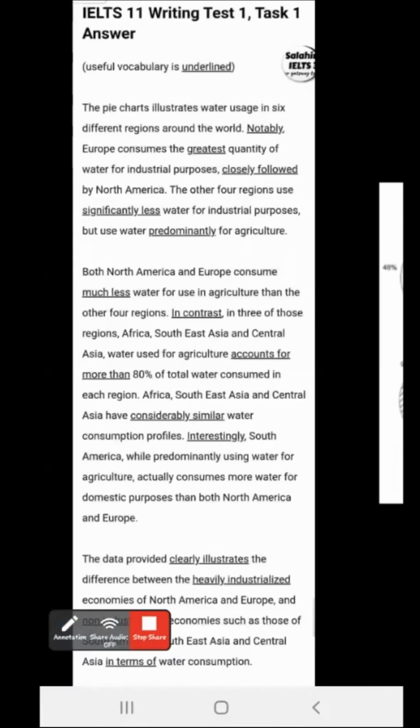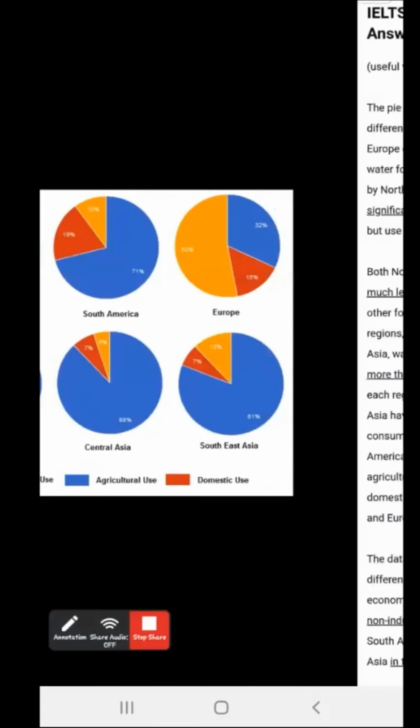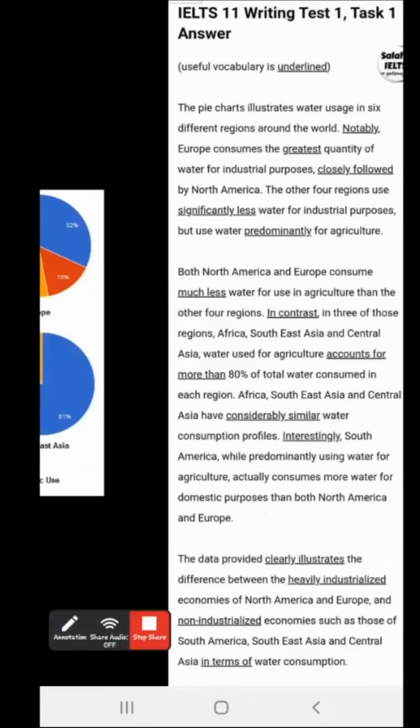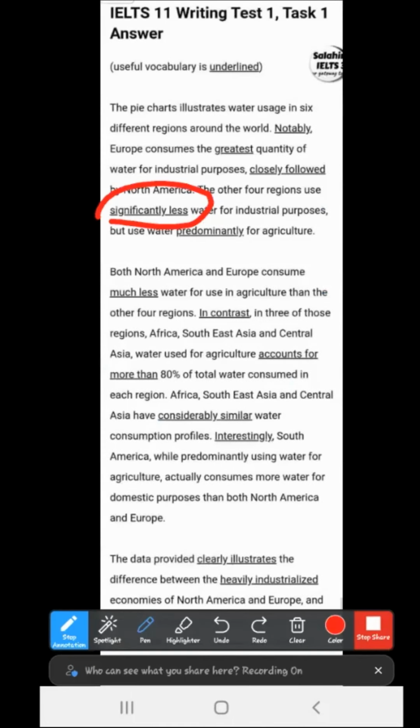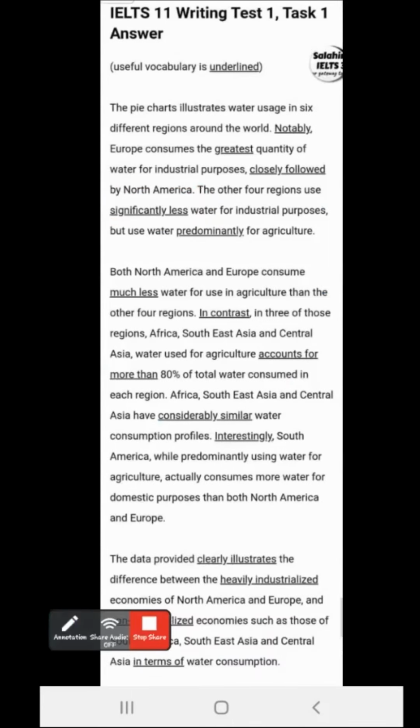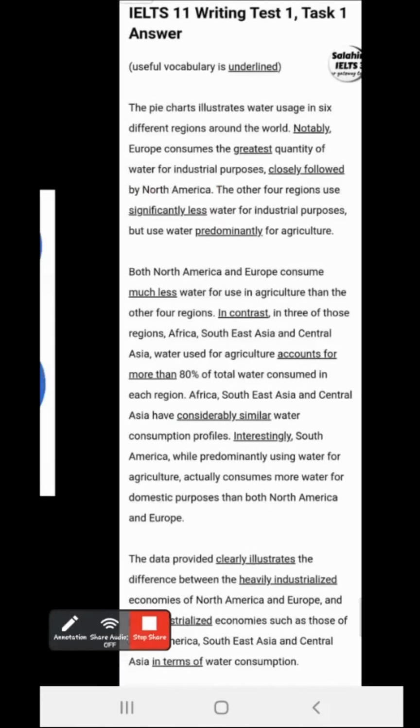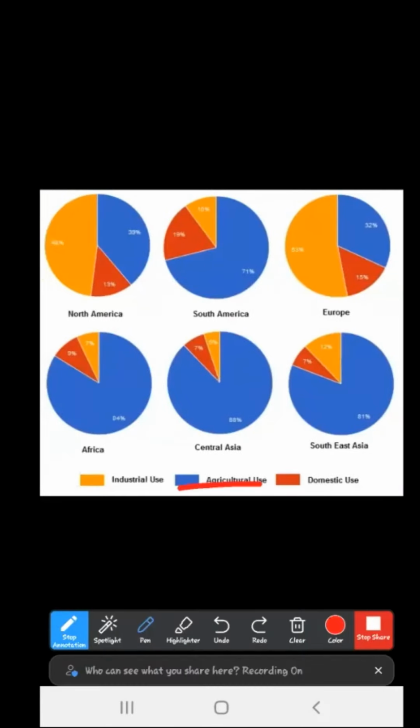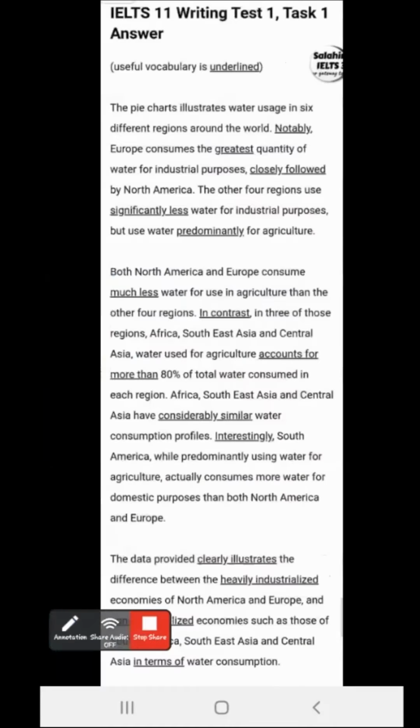Anyway, coming back to the point, you can use the words significantly less. It shows that you're comparing water for industrial purposes, but they use water predominantly for agriculture. Now you can see the agricultural use, in blue. This is dominating everywhere. 84 for Central Asia, this is dominating, followed by Africa, then Southeast Asia, then South America, and the least is North America. So this is for agricultural use. Both North America and Europe consume much less water for agriculture.